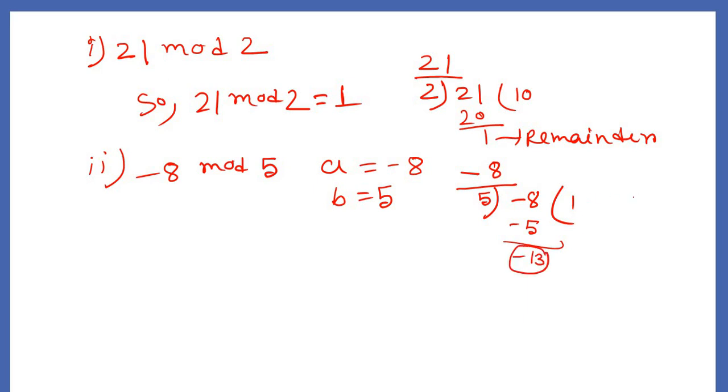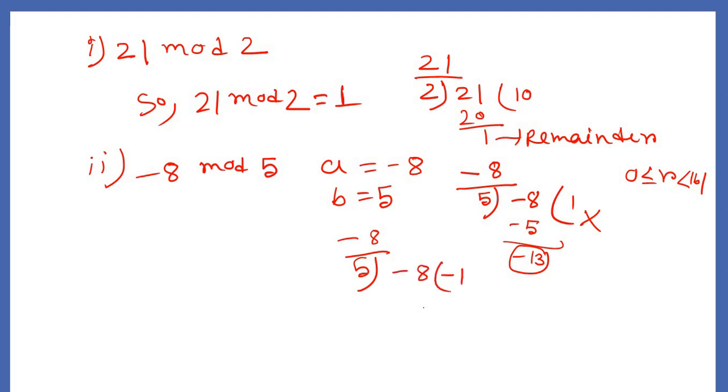But what is the range of the remainder? 0 less than or equal to the remainder, which is less than mod b, where b is the divisor. The remainder is always greater than or equal to 0, and it is less than mod b, the magnitude of the divisor. But here we are getting the remainder as negative, so it can't happen. So what will we do? We will take a negative quotient.